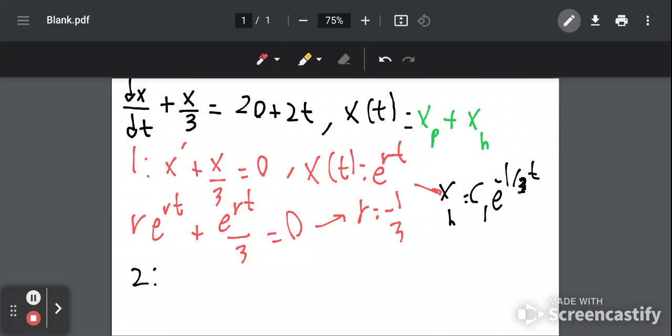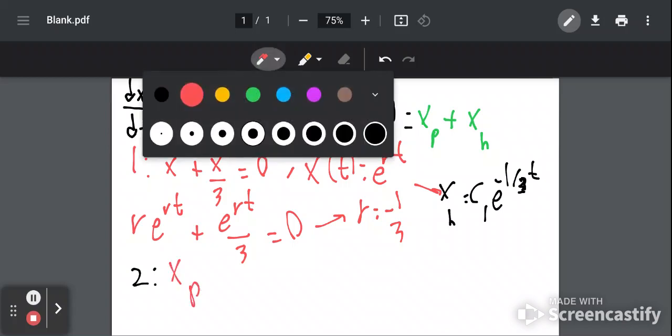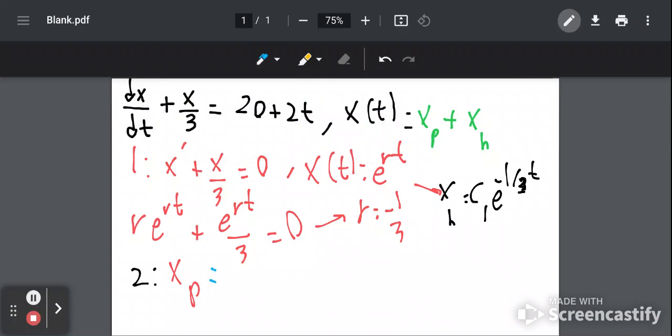If you said the function should be linear, you're in fact correct. If we have a linear function, let's say in the form mt plus b, and we differentiate it once, we get a constant, and then 1/3 of it would be another linear function. So it balances out with what we have on the right-hand side. That's what's called undetermined coefficients. We have to guess the form of the particular solution. So we define our x sub p, I'm going to change colors to blue, to be linear: mt plus b.